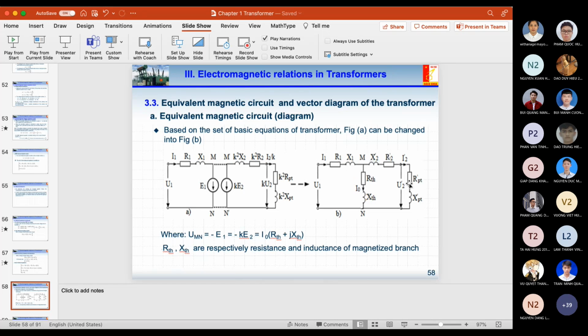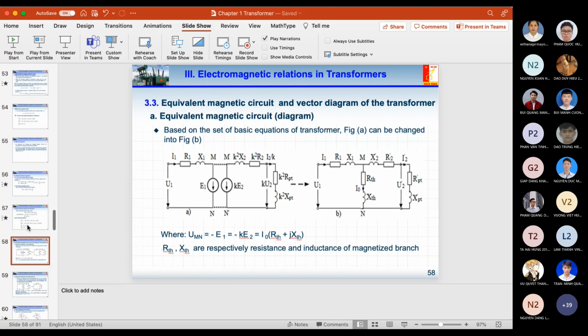If you look at this one, you can see some reference parameters: U2', R2' and X2', for the secondary side, for the secondary side here.